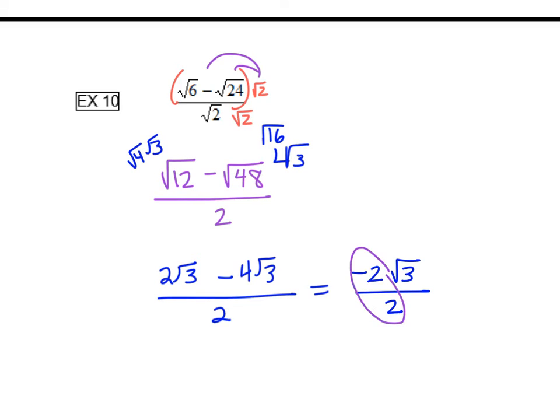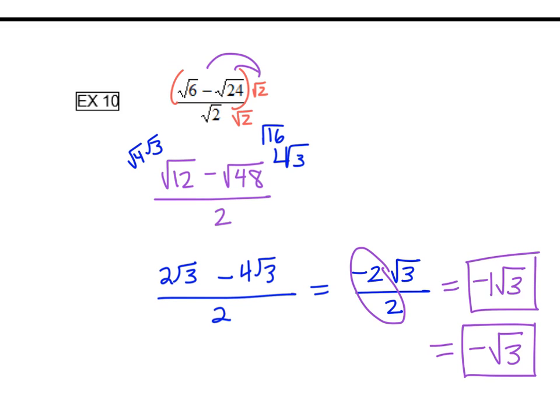And now we can reduce these outside numbers. Negative 2 divided by 2 is negative 1 square root of 3. That's the same thing as a negative square root of 3. So either one of these I would take as your final answer.